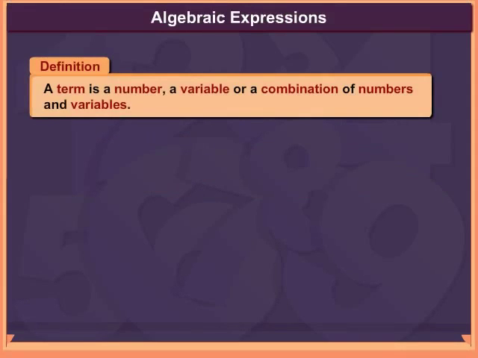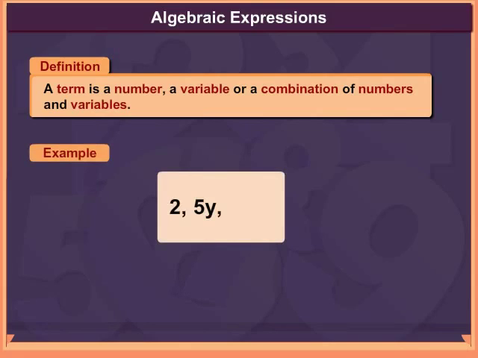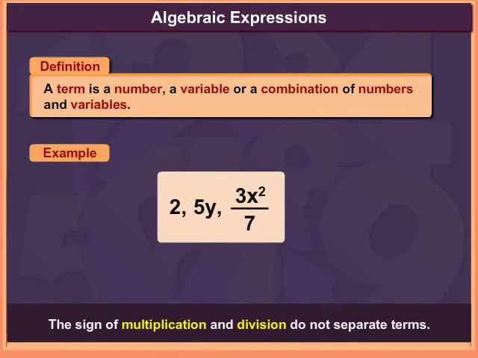A term is a number, a variable, or a combination of numbers and variables. For example, 2, 5y, 3x squared by 7. Here the signs of multiplication and division do not separate terms. Like in the above example, 3x squared by 7 is a single term.